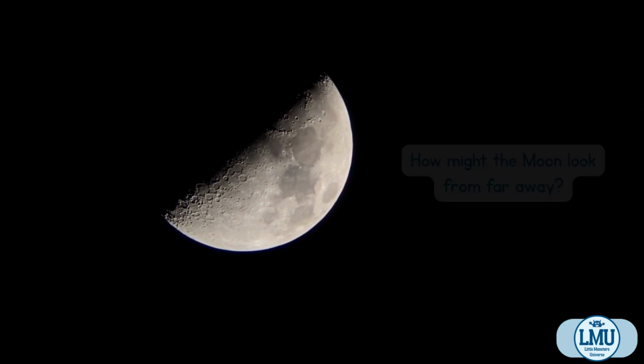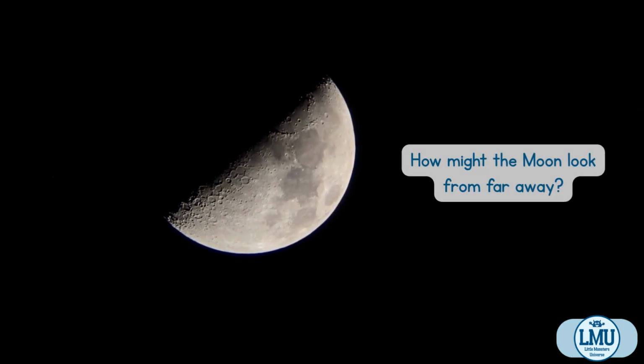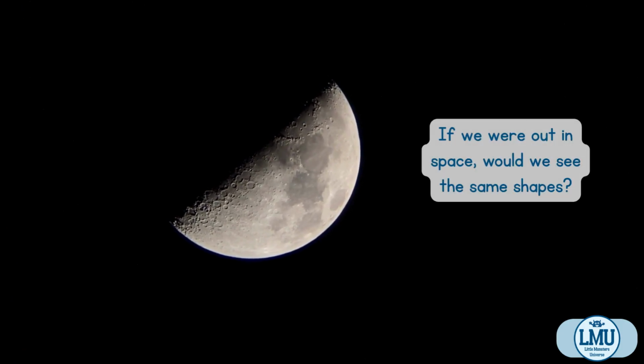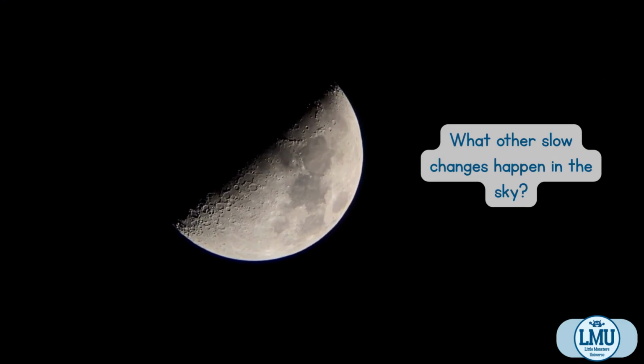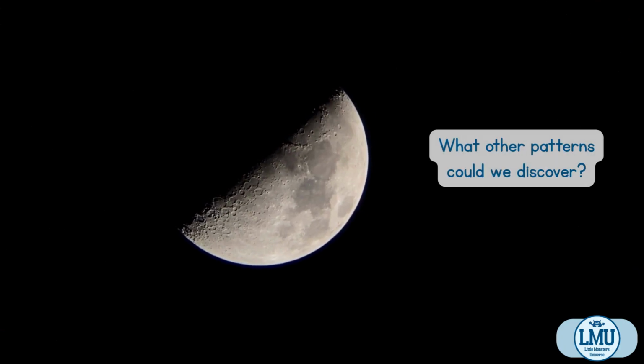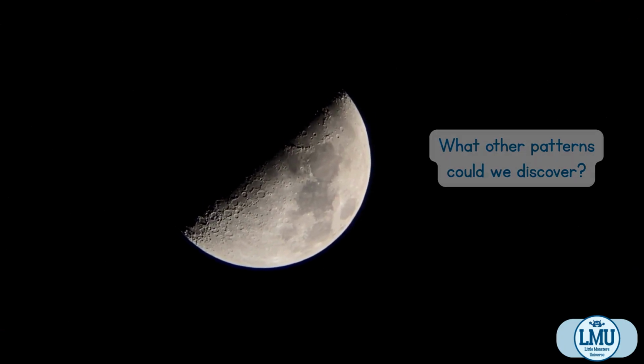I'm wondering, how might the moon look from far away? If we were out in space, would we see the same shapes? And I wonder, what other slow changes happen in the sky? What other patterns could we discover just by paying attention?